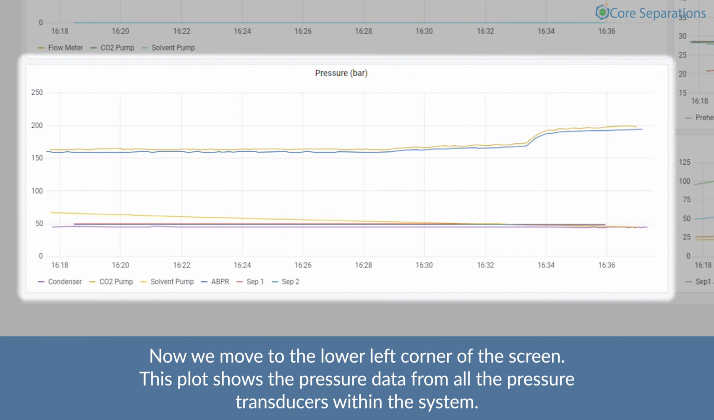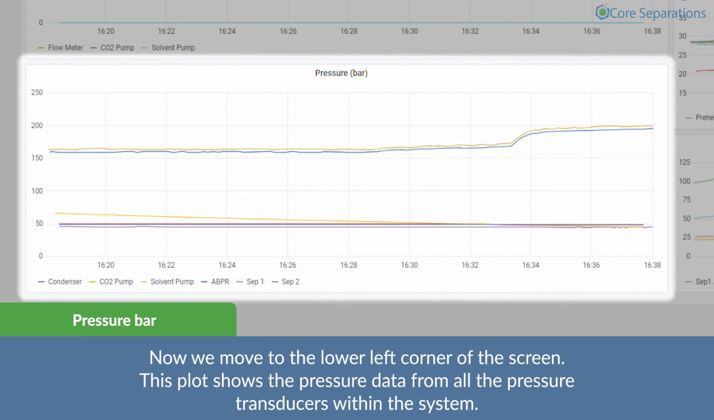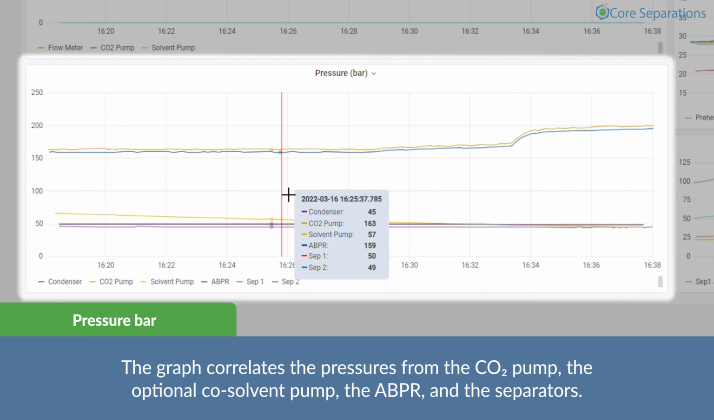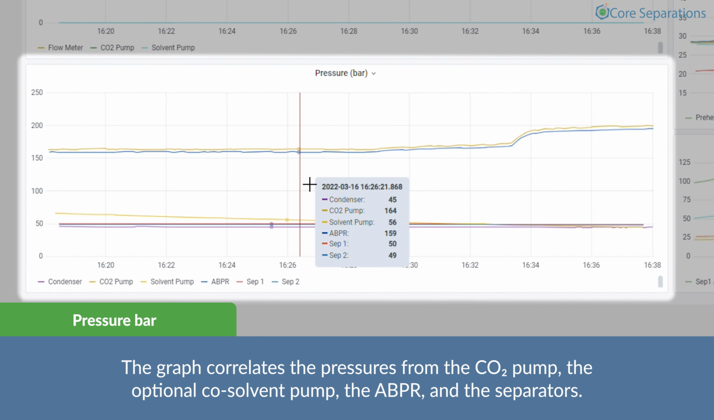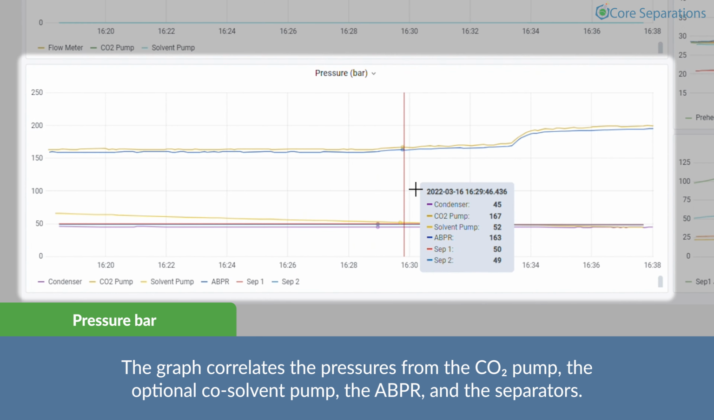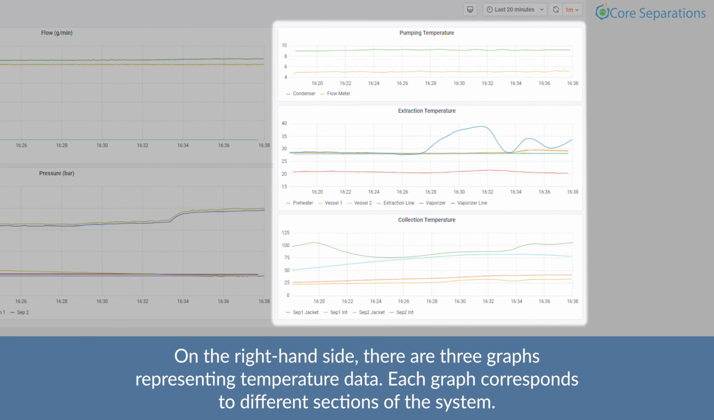Now we move to the lower left corner of the screen. This plot shows the pressure data from all the pressure transducers within the system. Each plot represents the readings from a different transducer, allowing for a comprehensive view of the pressure variations across the entire system. The graph correlates the pressures from the carbon dioxide pump, the optional co-solvent pump, the automatic back pressure regulator, and the separators. On the right-hand side, there are three graphs representing temperature data.